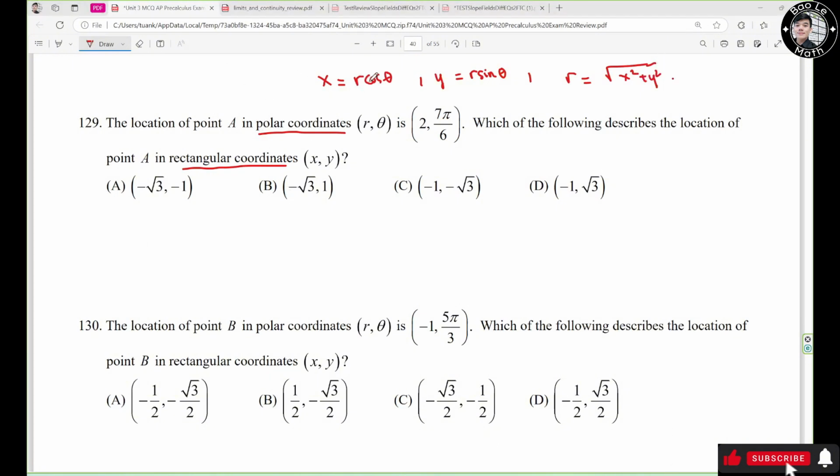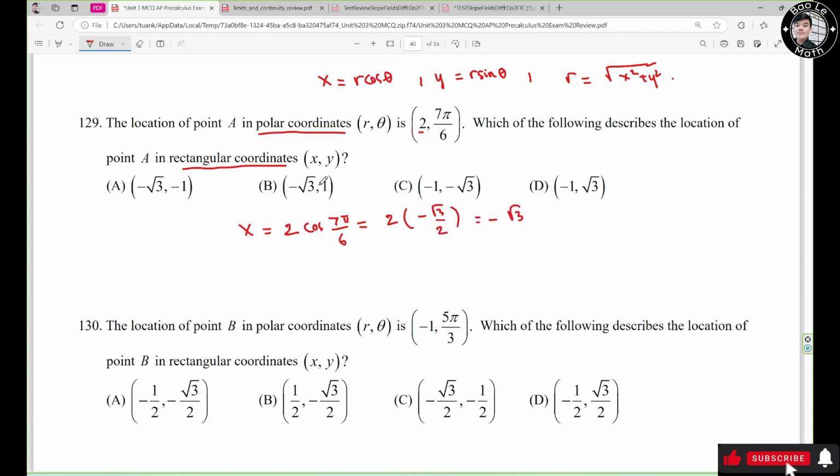Now, we're going to substitute values. Radius is 2, 7 pi over 6 is theta. So I need to solve for S. So S equals 2 times cosine of 7 pi over 6. Now, cosine of 7 pi over 6 is negative root 3 over 2. So 2 times negative root 3 over 2. So it could be negative root 3.